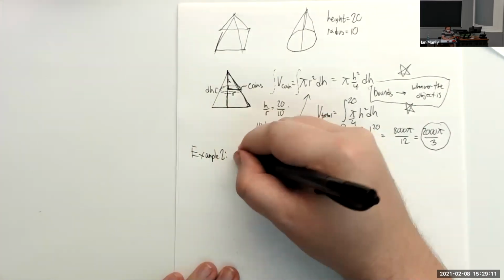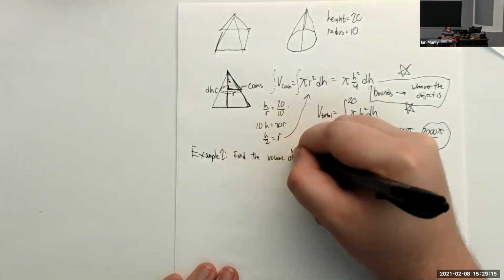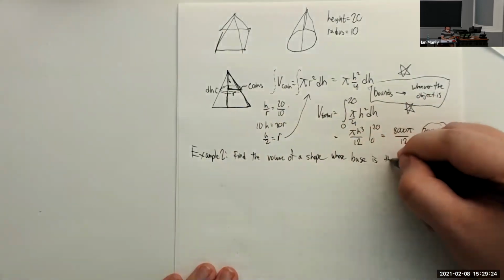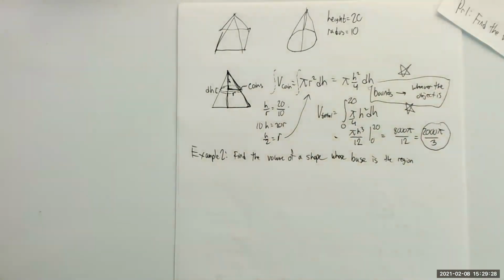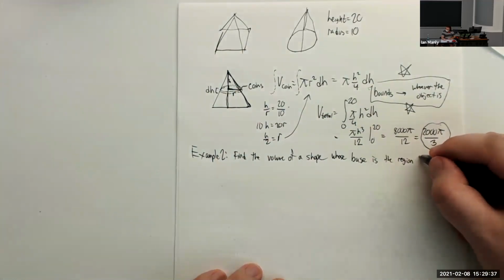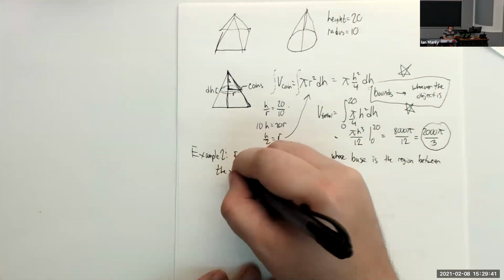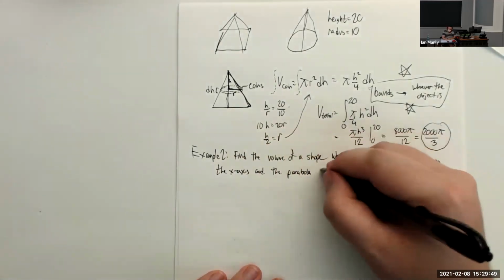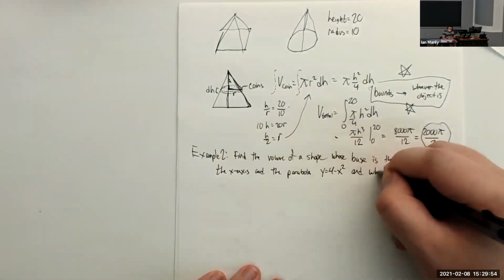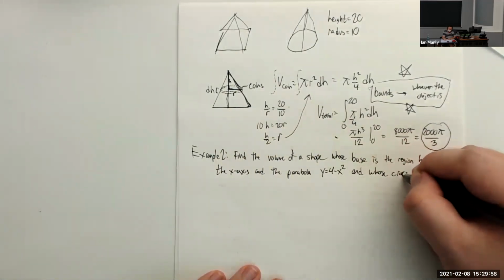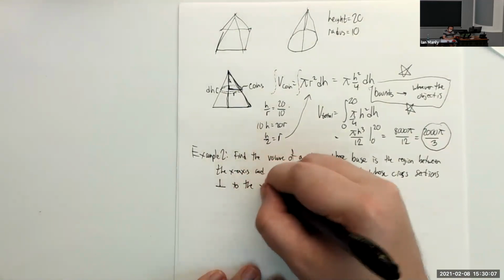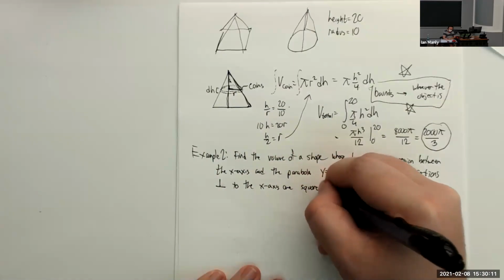Sample 2. Find the volume of a shape whose base is the region between the x-axis and the parabola y equals 4 minus x squared, and whose cross sections perpendicular to the x-axis are squares. Ooh, baby, that was a mouthful.